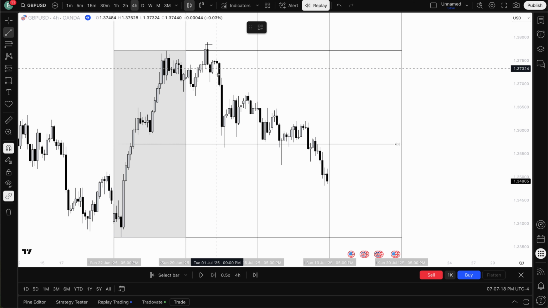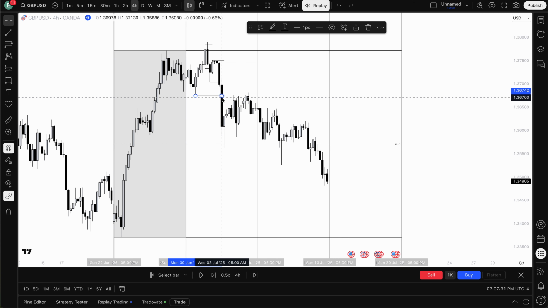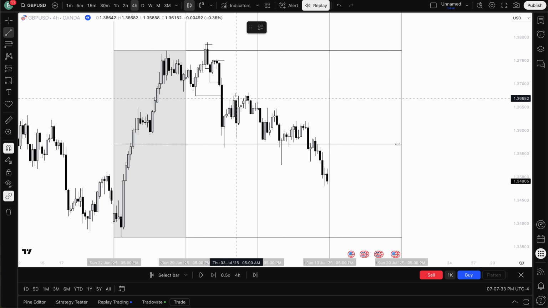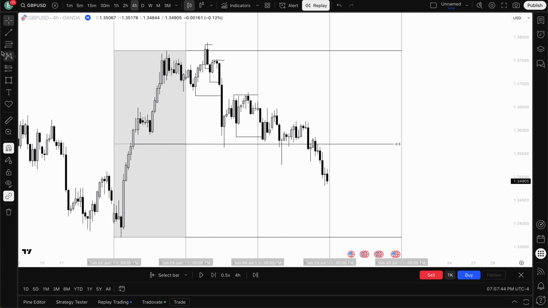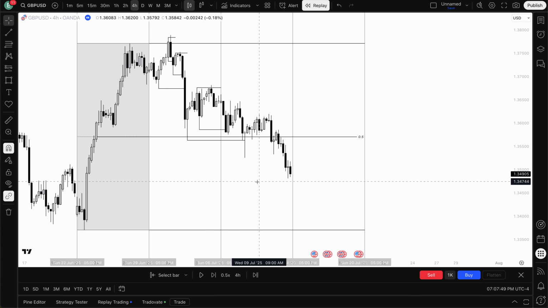Rejection of highs, breaking lows, rejecting highs, breaking lows, rejecting highs, breaking lows. So you can clearly see order flow is bearish, and now we're bearish up until we reach this draw on liquidity. All right.